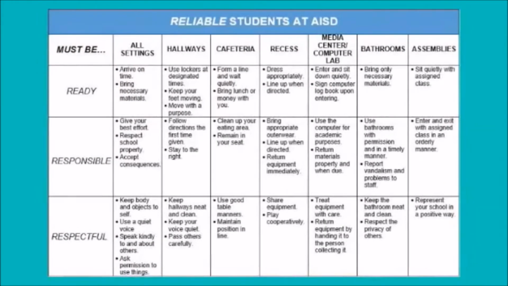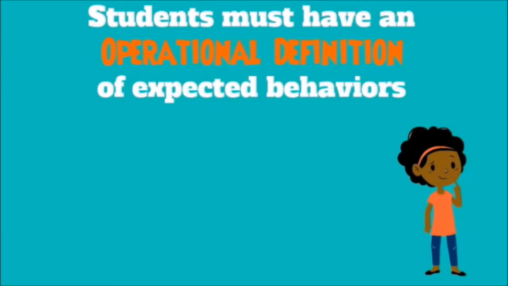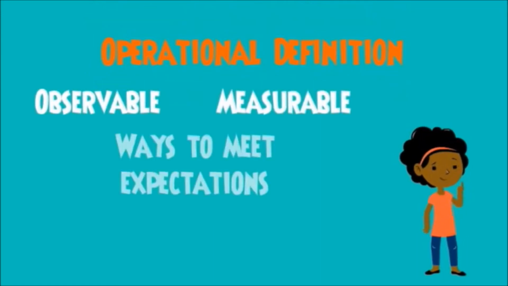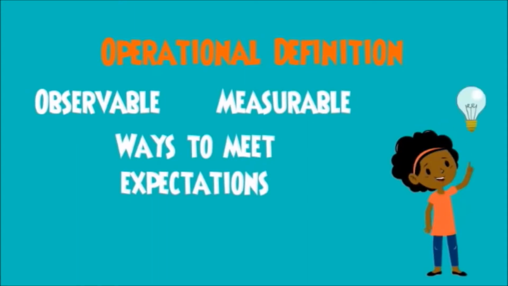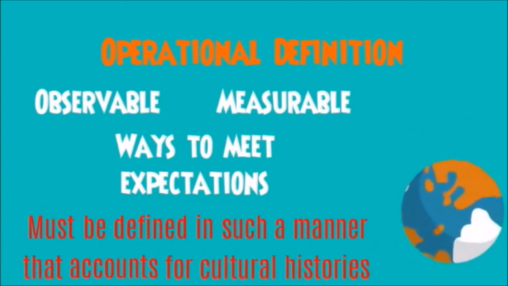Once a teacher has identified routines, you should define the routines within the context of your school-wide guidelines for success. For example, respect, responsibility, and being ready to learn. Remember, it's important for students to have an operational definition of the expected behaviors. We need to make sure we tell students observable and measurable ways to be respectful, responsible, and ready to learn. Those terms have different meanings for different people based on their own cultural histories.